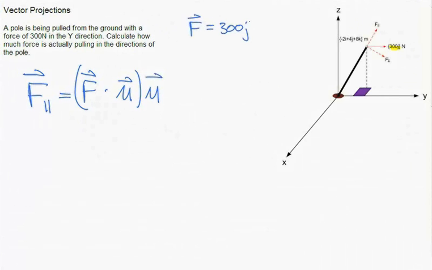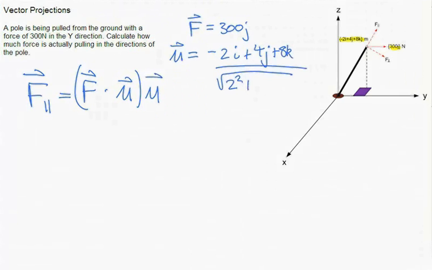And our unit vector can be derived from this position vector that is given. To find the unit vector, we take the position vector and divide it by the position vector's magnitude. Once this is calculated, you should end up with a unit vector which is below.